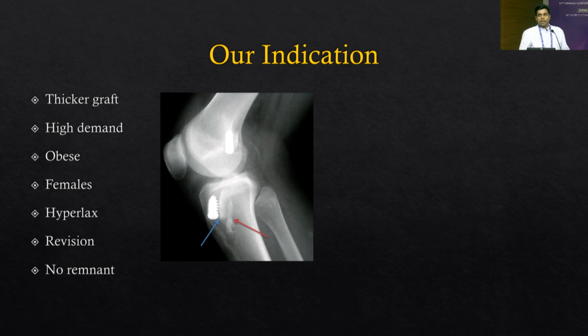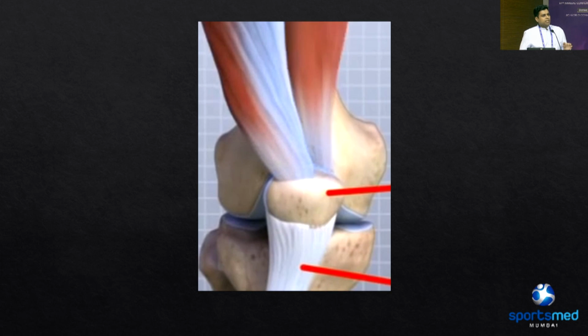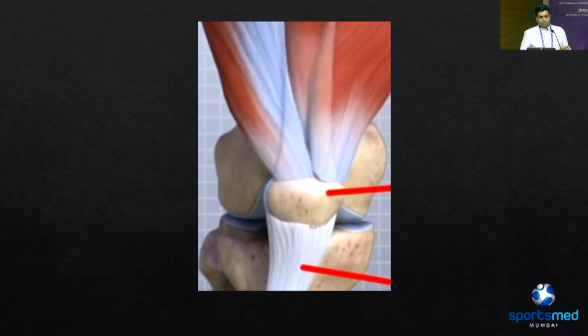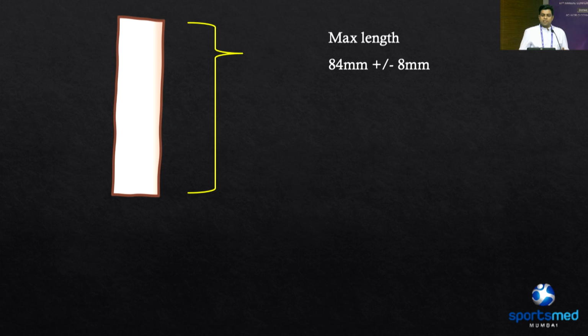It was just refining. We started applying it in our revision scenarios, and later extended it to primary cases where we find the hamstring may be inadequate, like in an obese individual or a hyperlax individual. So basically we are taking the central soft tissue only portion of the quadriceps insertion. The soft tissue portion only will come up to around 8 centimeters. 7 to 8 centimeters is what we usually get.